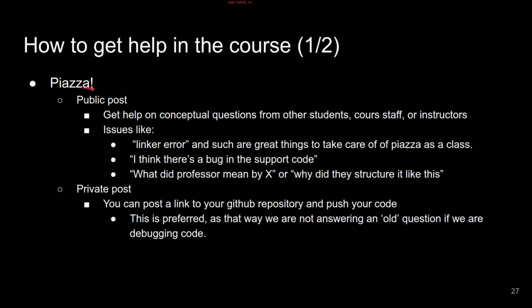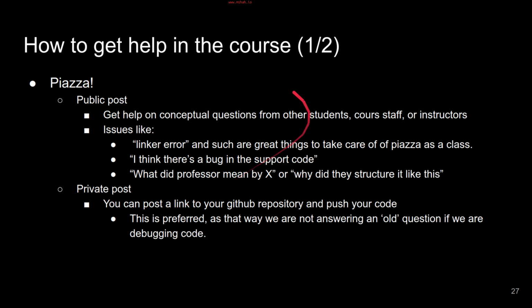Okay, so how to get help in this course then? Piazza is definitely the best way. You can post publicly. You can actually link to your GitHub repository, whether it's in a private or a public post, because those repositories are private to only you and the course staff. So that means that other students won't see your code. We can see your code as you update it on GitHub if you do make changes since the time that you asked the question. So that's really useful.